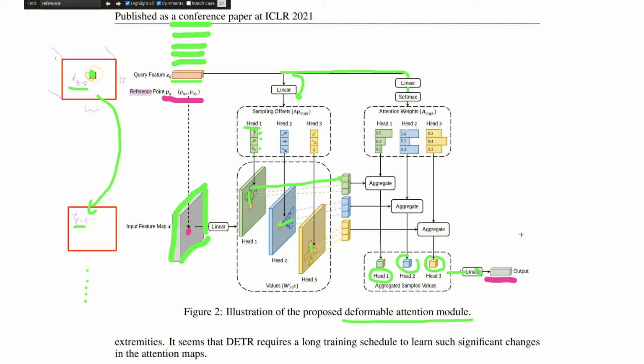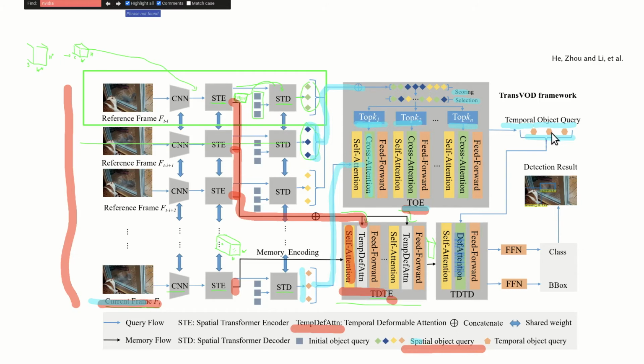And this happens by the amount of these temporal object queries here. And for each of them, we again also put them into this feed-forward layer, and after that we apply again these feed-forward layers to then create bounding boxes and classes.